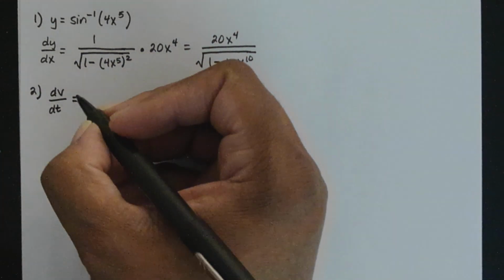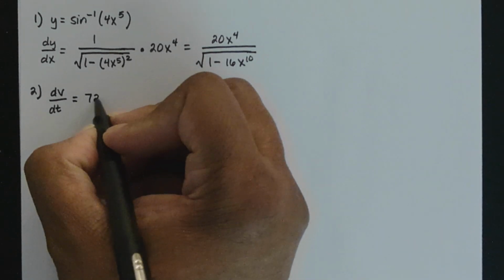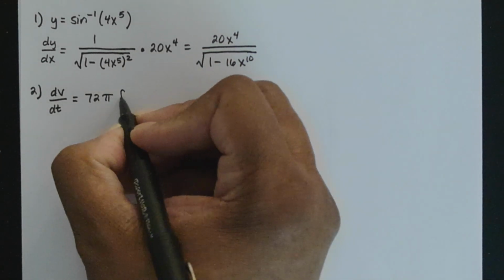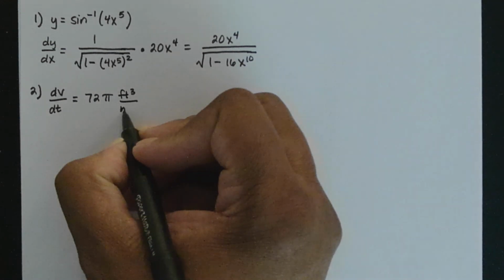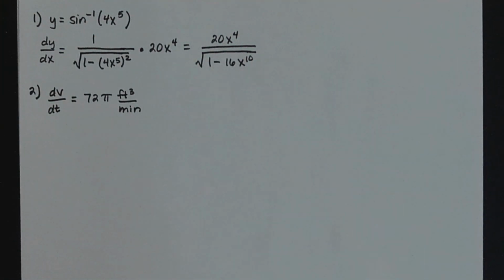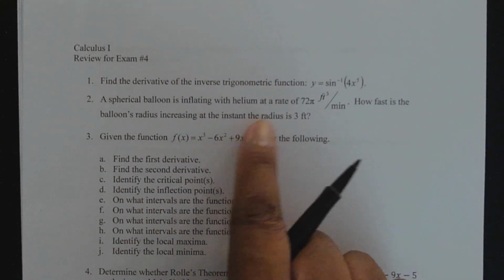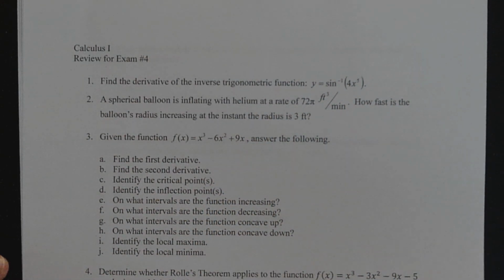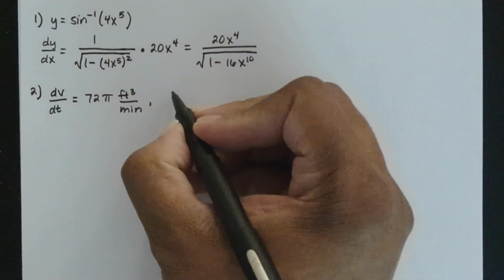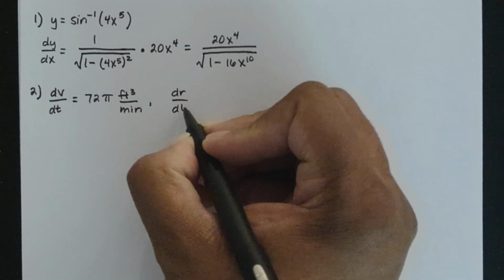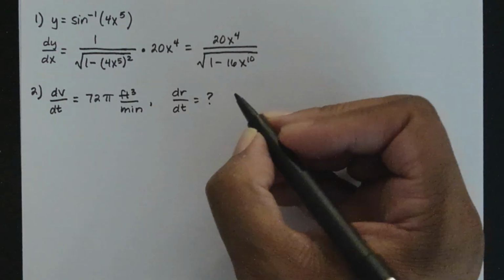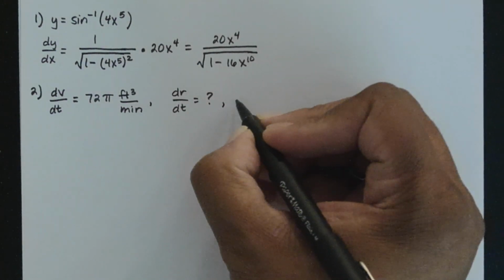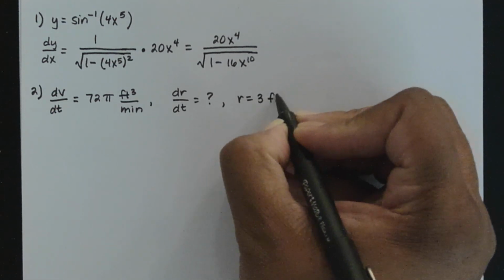So that's dV dt. That's equal to 72 pi cubic feet per minute. So that's given to us. And also, we're trying to find how fast is the balloon's radius increasing, which is actually going to be the change in the radius. So that's dr dt is what we're looking for. And this is at the instant the radius is 3 feet. So we know what r is. That's 3 feet.